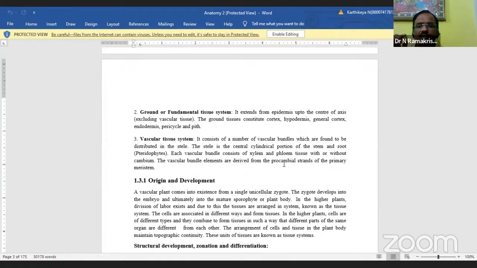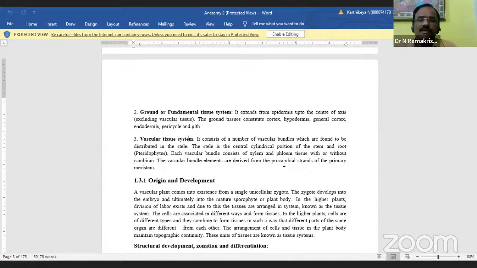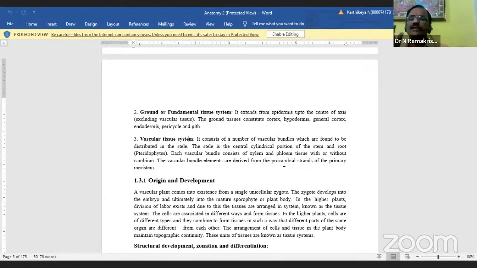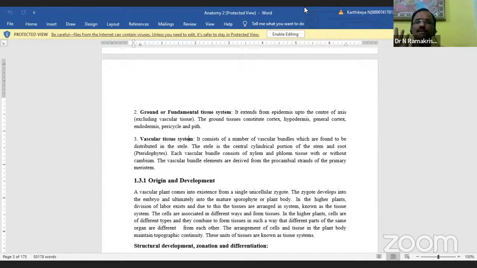Okay, we will discuss it in the next class. Pericycle and pith are also ground tissues. Part of the ground tissues comes from the cortex. The pith is the center part. That is the fundamental ground tissue system.